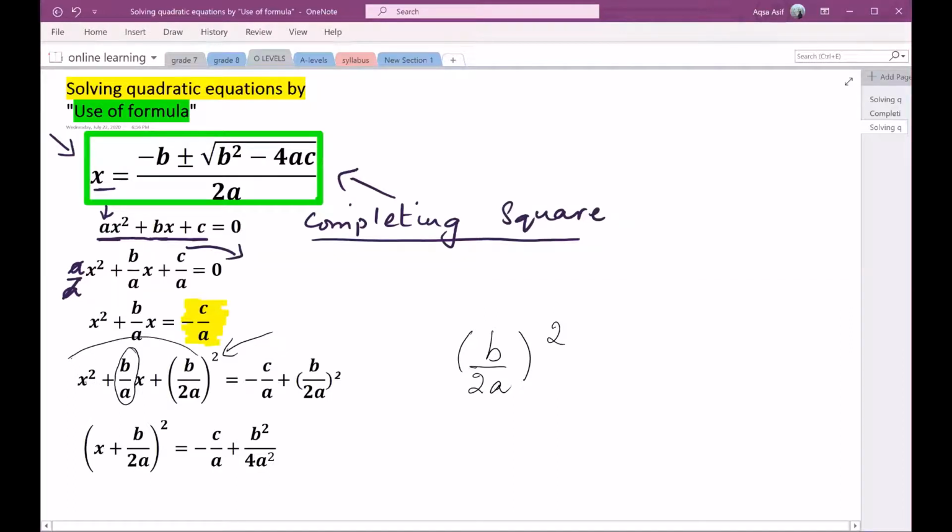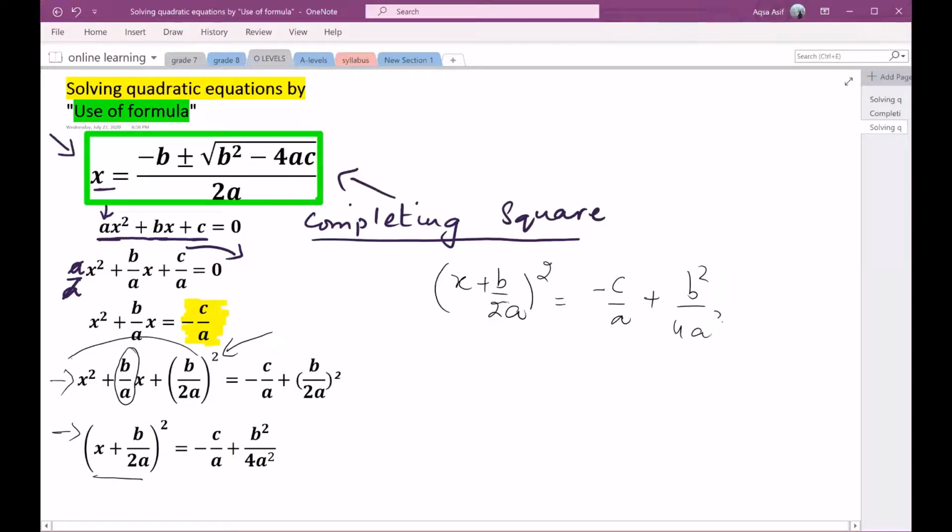So I can easily write it as x plus b over 2a whole square, because it's a square plus 2ab plus b square, so by using the identity, I can apply the formula. And on the right hand side, I have minus c over a plus b square over 4a square. Now let's solve it. x plus b over 2a whole square is equal to minus c over a plus b square over 4a square.